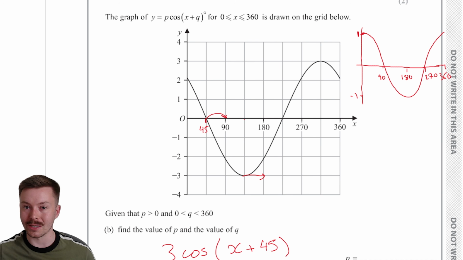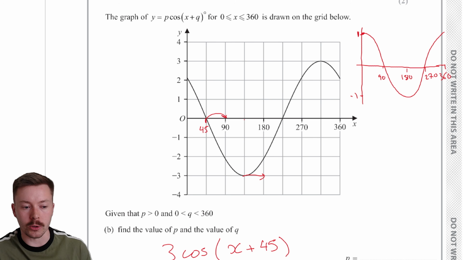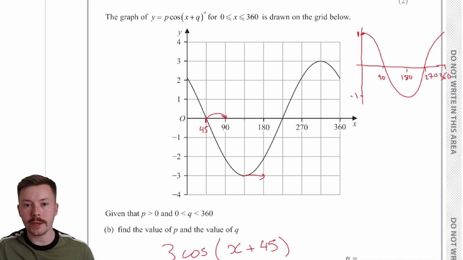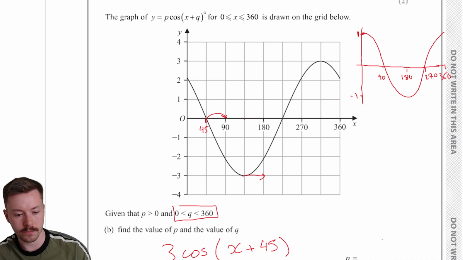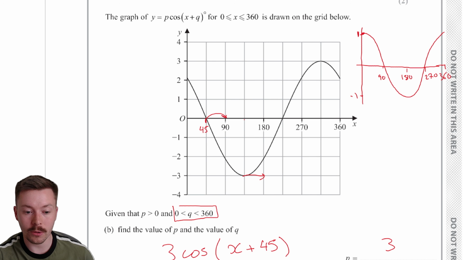Okay, and we know q is between 0 and 360. So, we know it has to be plus 45 and not any other value, because you could have 360 plus 45, because that would shift it all the way like one cycle, and then another 45, which would do the same thing, which is why we have got this restriction here. So that's it, 3 and 45, and that is the end of the paper.